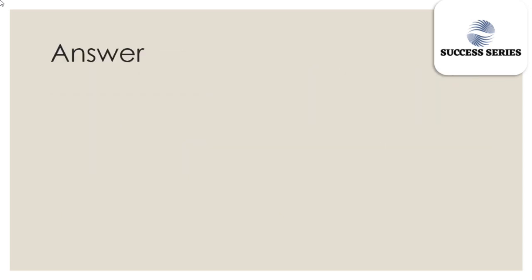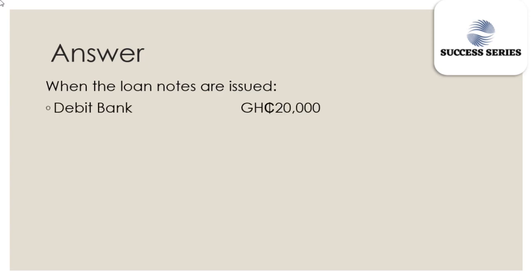So the first thing we have to do is the initial measurement. How do we do the initial measurement? You have to ask yourself, what's the value that the loan notes were issued for? So for that value, we'll do the double entry. We are going to debit bank with 20,000, the amount of money we obtained from the loan note. And then we'll credit our loan note because it's going to be a financial liability we are going to record in our statement of financial position.